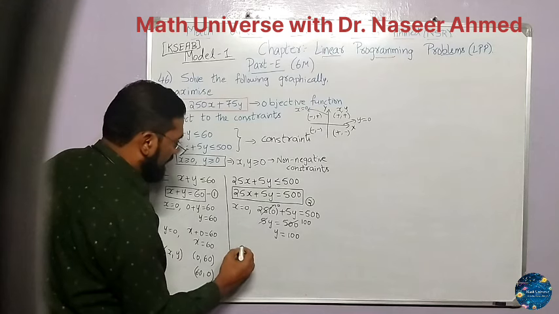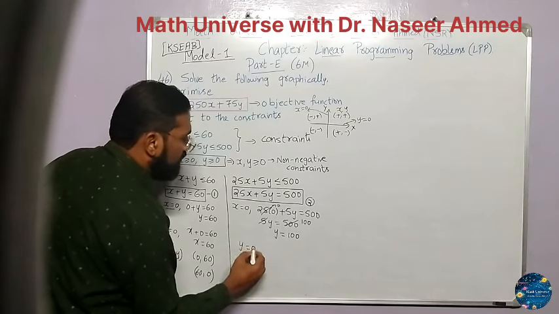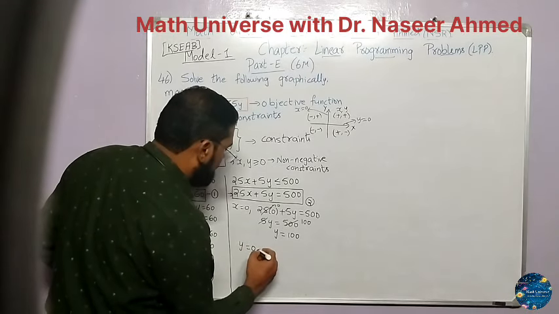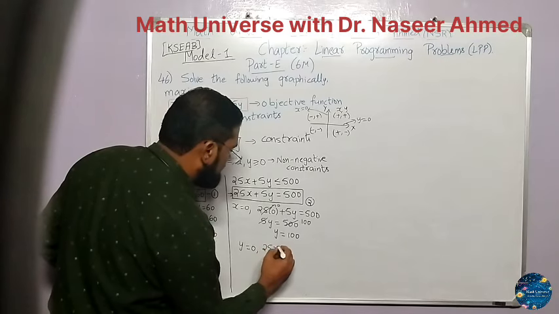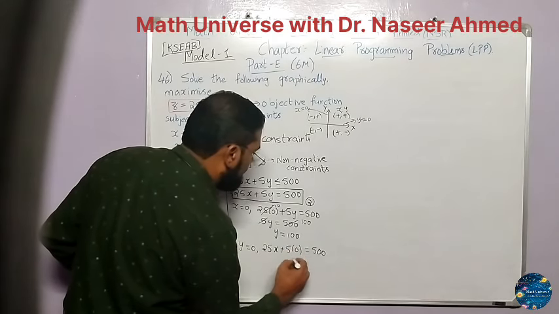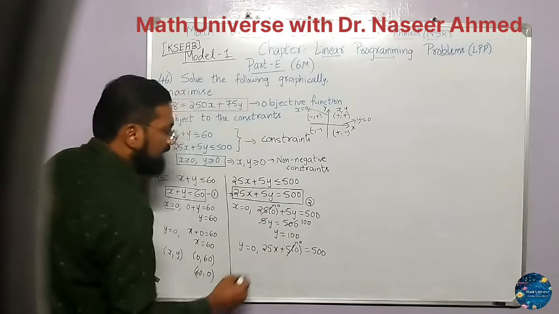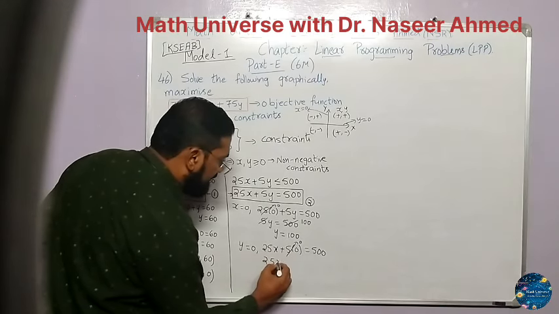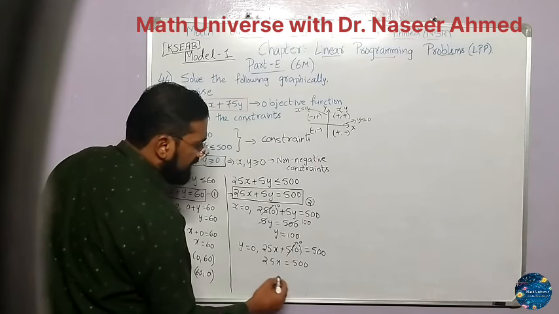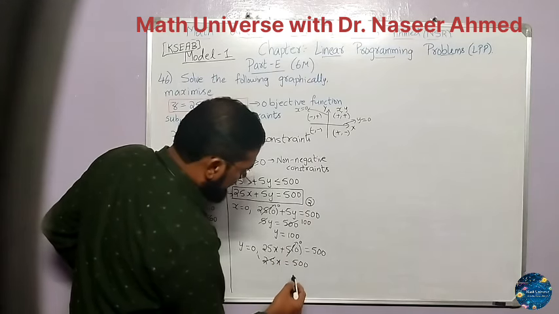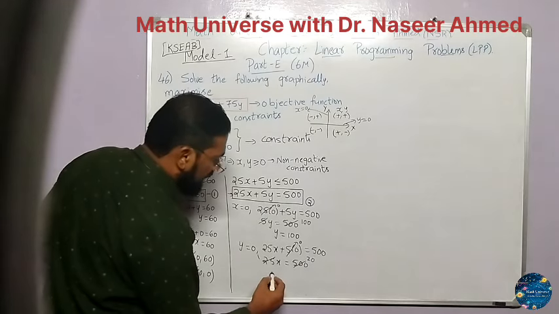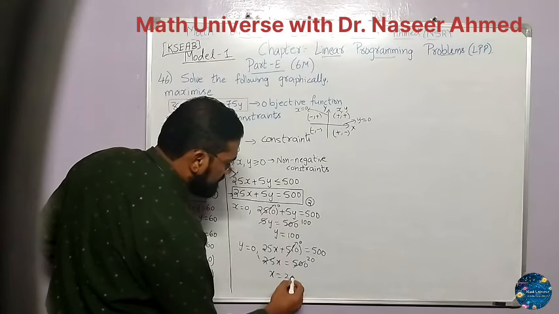Similarly, when I am going to have y is equal to 0, again in the same equation number 2, we are going to have 25x plus 5 times 0 is equal to 500. 5 into 0 will be 0. Remaining is 25x is equal to 500. When we divide by 25, we can see 25 ones are 25, and this will be 25 twenties are 500. So now x is equal to 20.